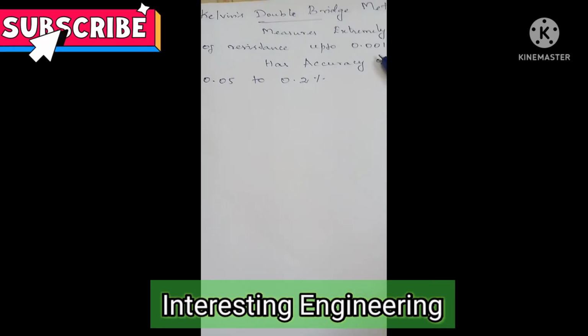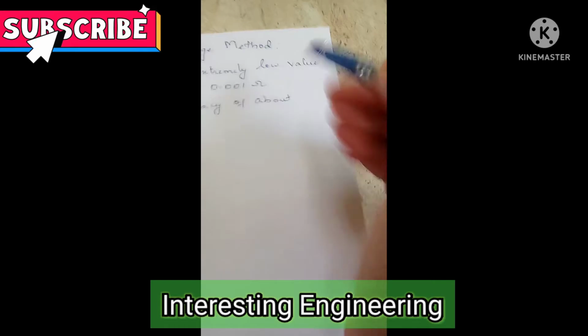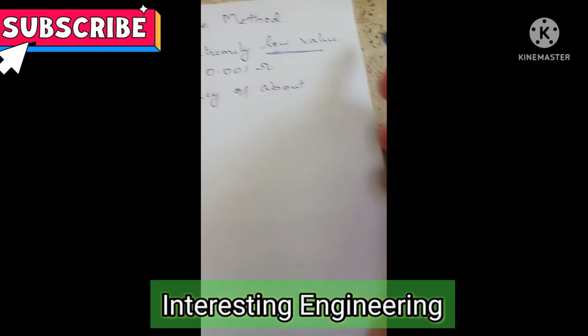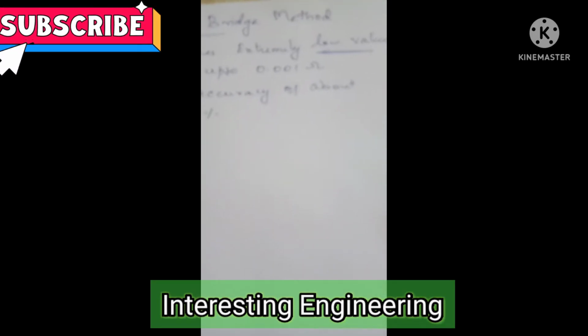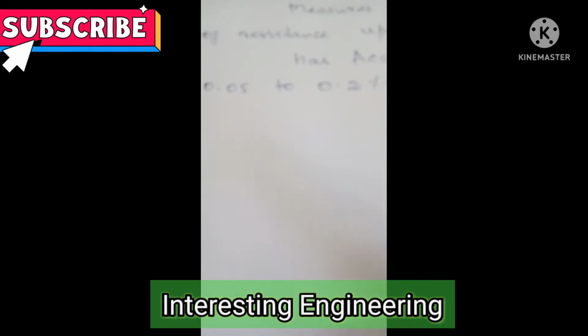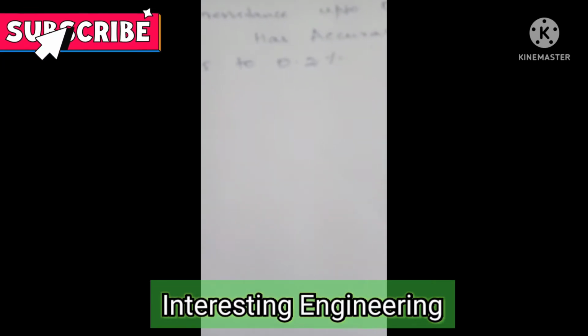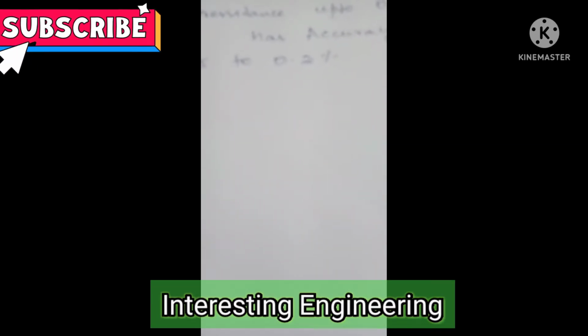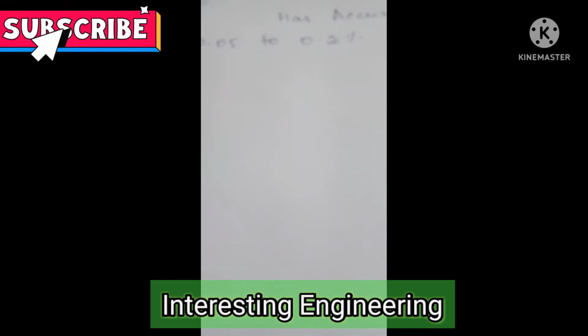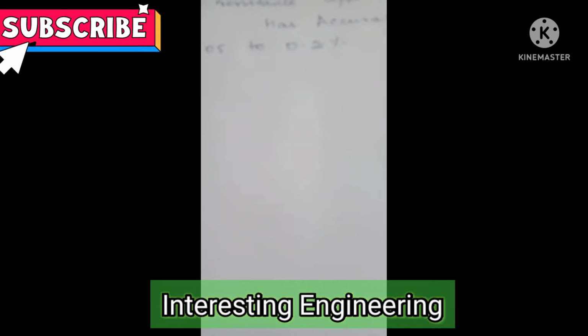So Kelvin's double bridge method is a method for measuring extremely low values of resistance, even down to about 0.001 ohms, and it has a higher accuracy of about 0.05 to 0.2 percent. In our previous video, we already discussed the Wheatstone bridge method of measuring resistance, but in that method we had a certain drawback, that is the error due to contact and lead resistance.